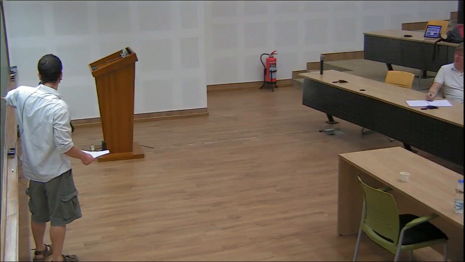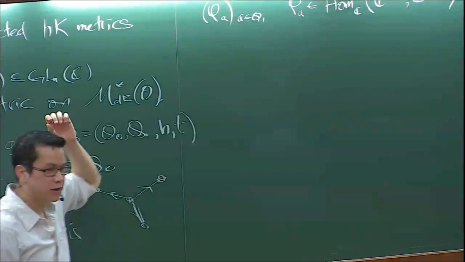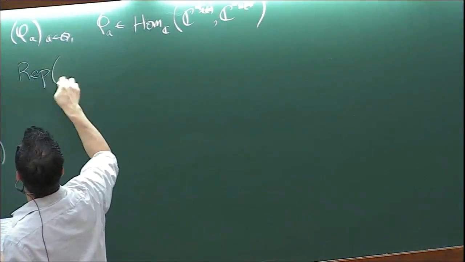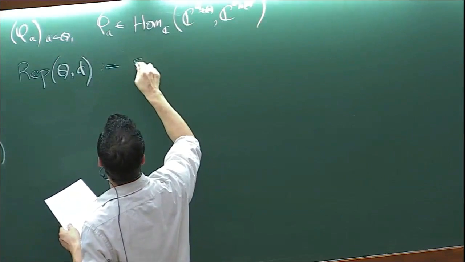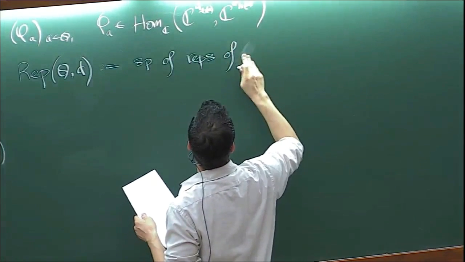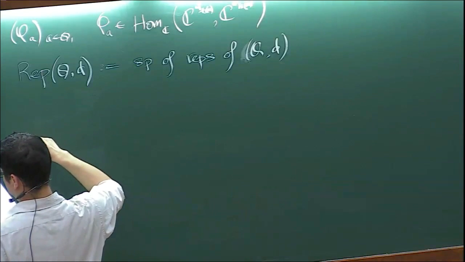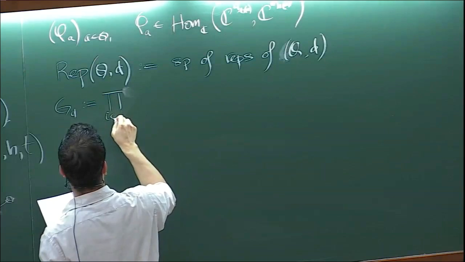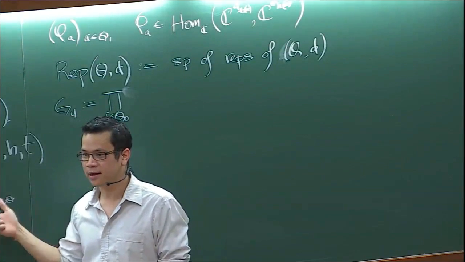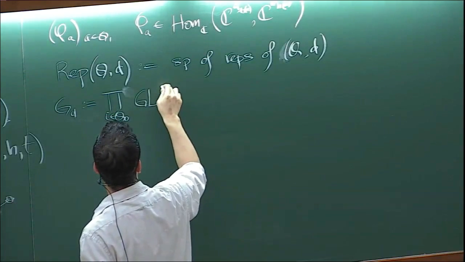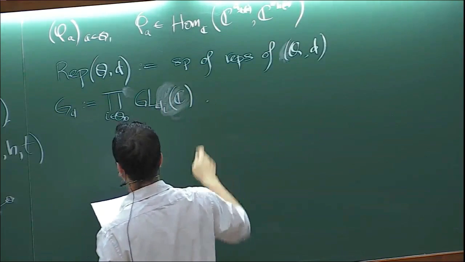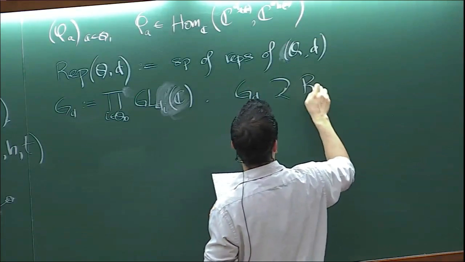So what you've done is you've chosen a vector space at each of the vertices, and then a representation is just a linear map for each of the arrows. Okay. So we'll let this be the space of representations of Q, D, and then for the fixed D, there's also a group. So we've chosen a vector space at each vertex, and what we take is GL of that vector space. And then we take the product. This group G acts on the space of representations.